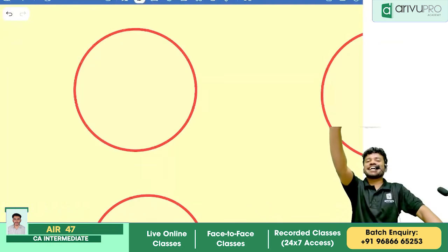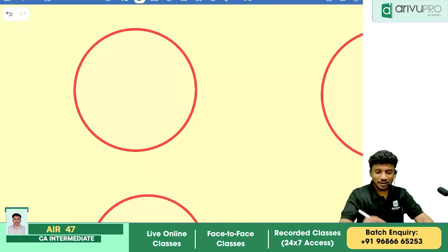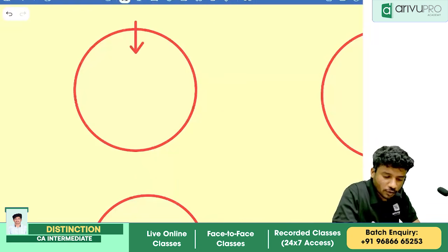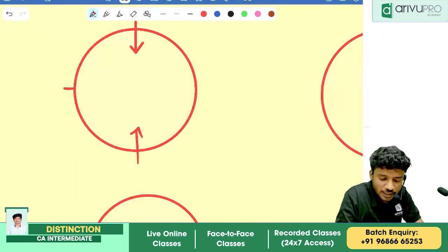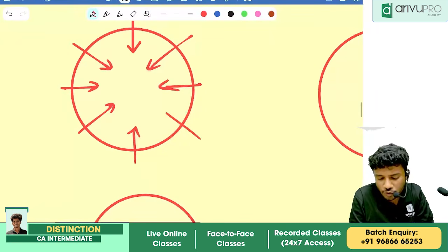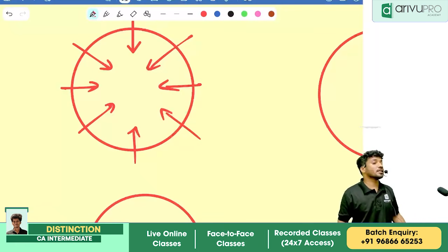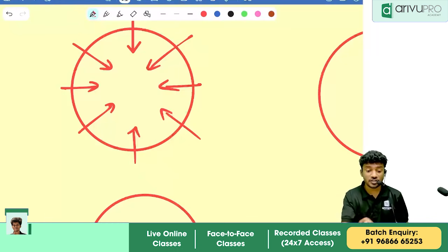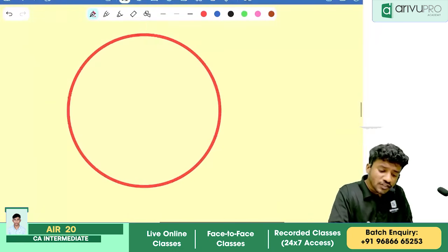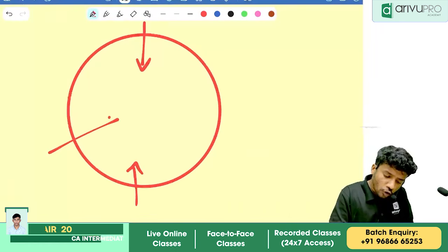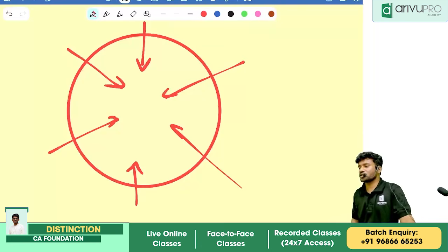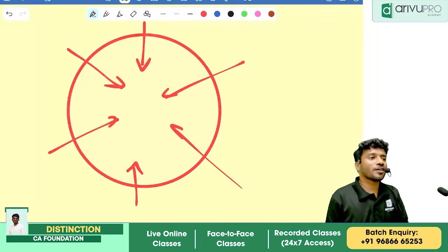Now there are two types of question from circular arrangement. The first one is, 8 people are sitting opposite to each other. Whenever the question is like 8 people are sitting opposite to each other, you should draw the picture like this. Otherwise, you will not get the answer. Whenever the question is like 6 people are sitting opposite to each other, draw the picture like this.